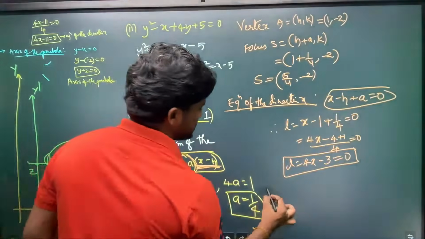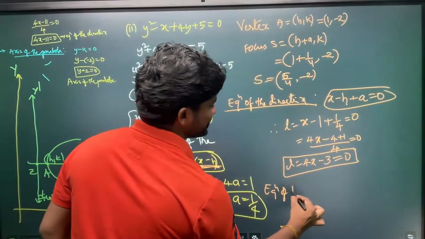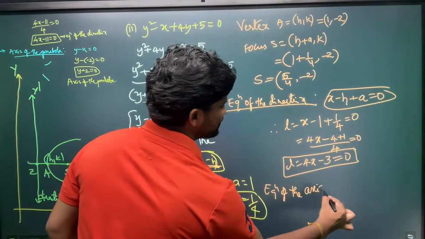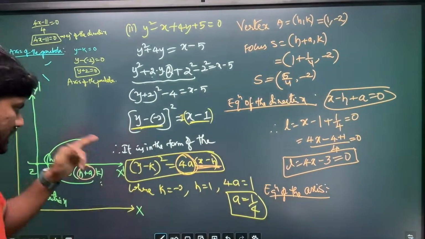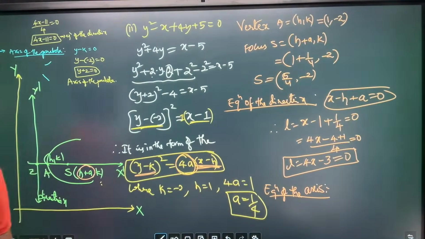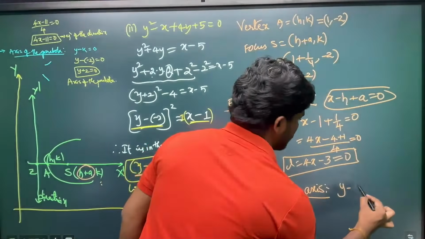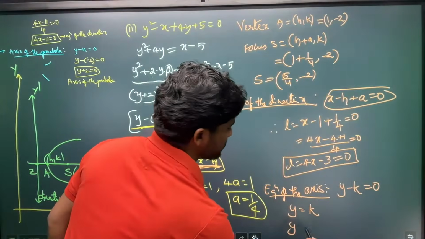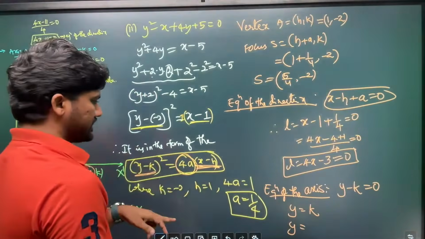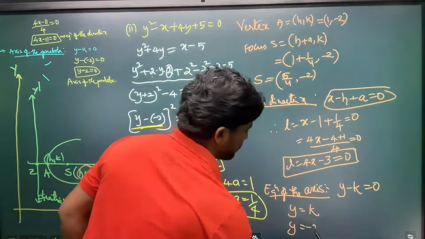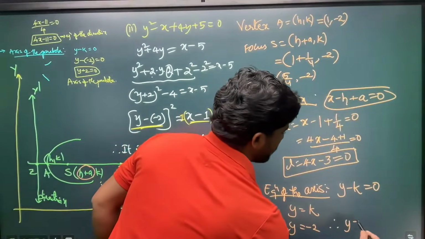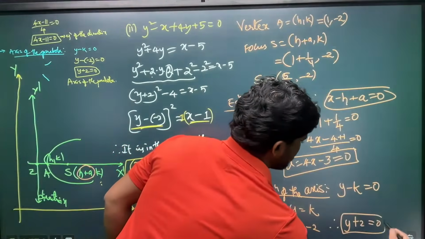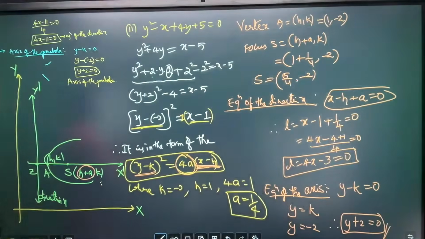Okay, next, the equation of the axis. The axis equation is y minus k equal to 0, that is, y is equal to k. Remember this carefully. What is the k value here? The k value is minus 2. So simply, y plus 2 equal to 0 is the axis of the parabola.